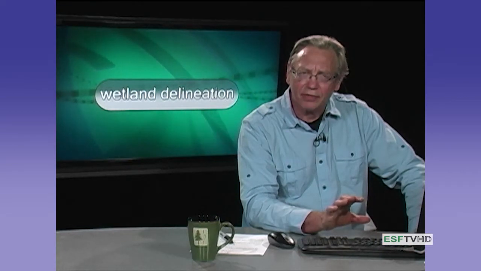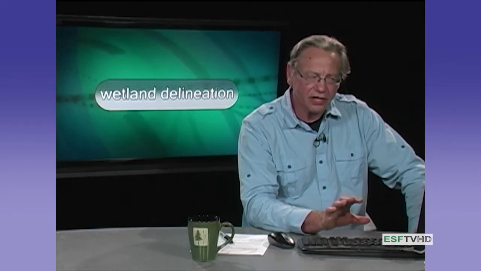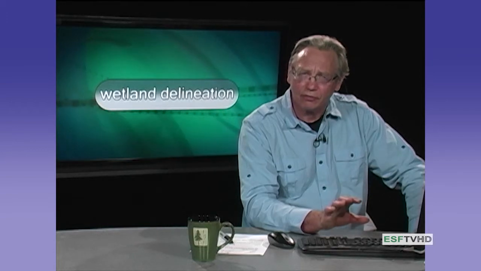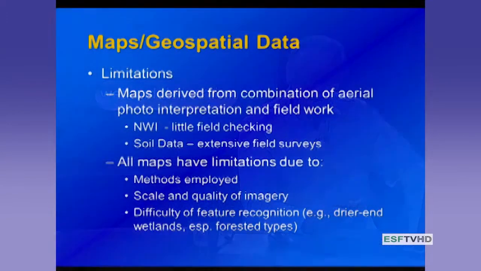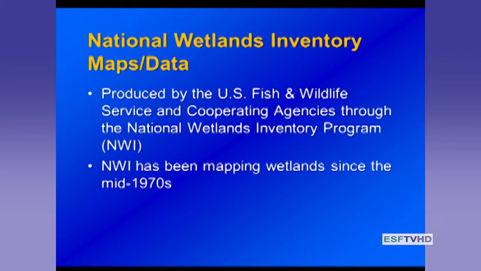Regardless of the type of map that we're looking at, they all have limitations. There are limitations due to the methods employed, the scale and quality of the imagery, and for wetlands, the difficulty of identifying particular features. For example, it's very difficult to identify certain types of forested wetlands and some of the drier end wetlands through photo interpretation.